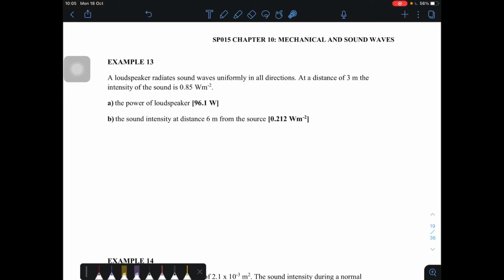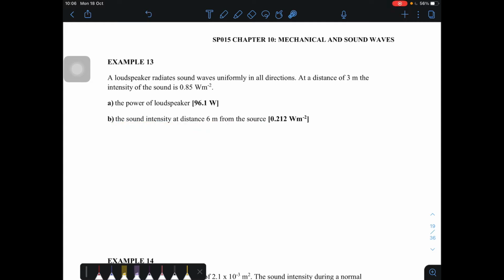Okay, now let's look at example 13. A loudspeaker radiates sound waves uniformly in all directions. At a distance of 3 meters, the intensity of the sound is 0.85 watt per meter square. Now determine the power of the loudspeaker and the sound intensity at a distance 6 meters from the source.